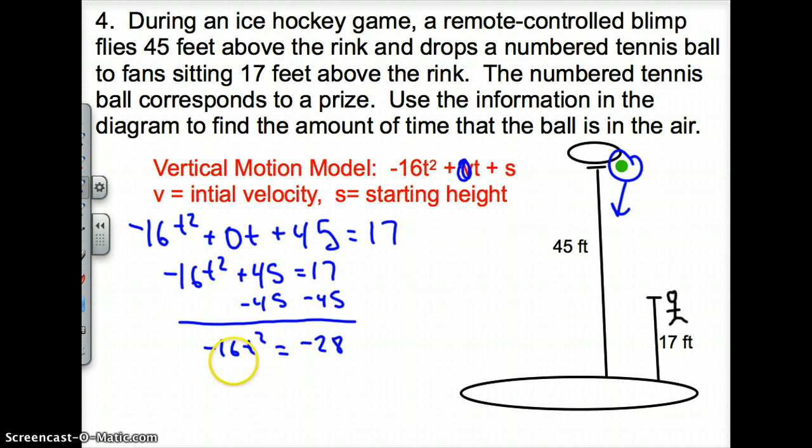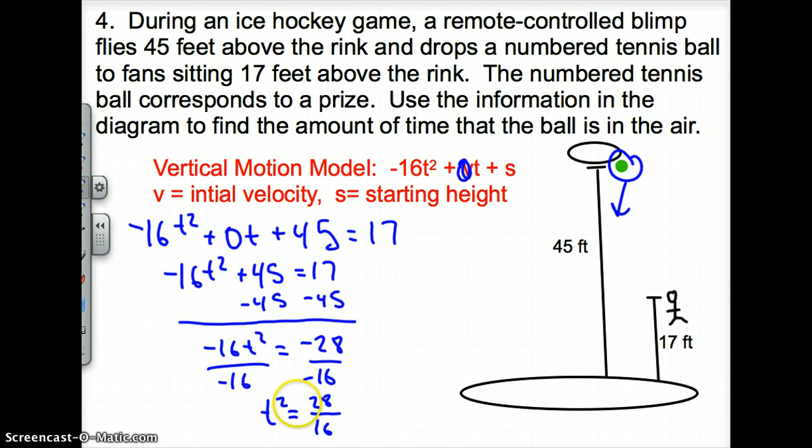How do you get t squared by itself? You have to divide by negative 16. So now we divide by negative 16 and we get t squared equals, now here negative divided by a negative is a positive. So it's 28 over 16.